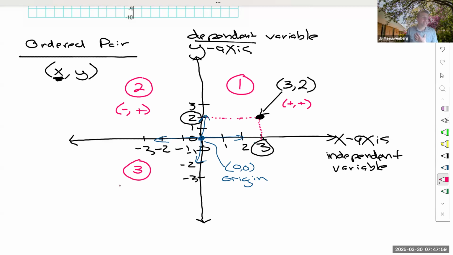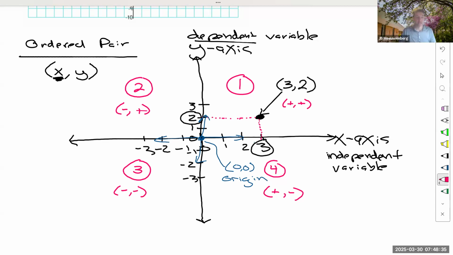Down here, all of the coordinates are negative. The x values are to the left, the y values are down, so both of those numbers are negative. And down here is quadrant 4. And so the x values are all positive to the right, but the y values are all negative going down. And so this is all the information that we can gather from this Cartesian coordinate system. Again, René Descartes, French mathematician who developed this tool.